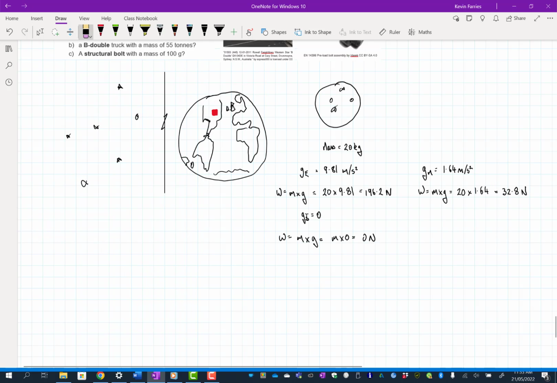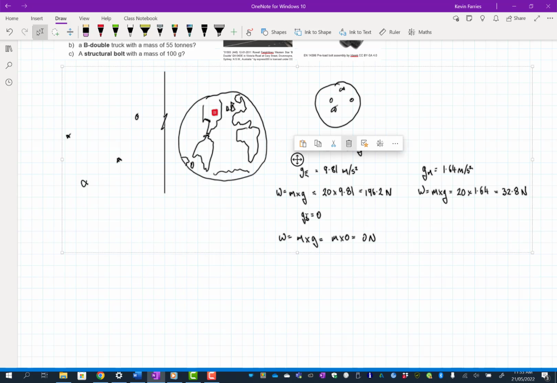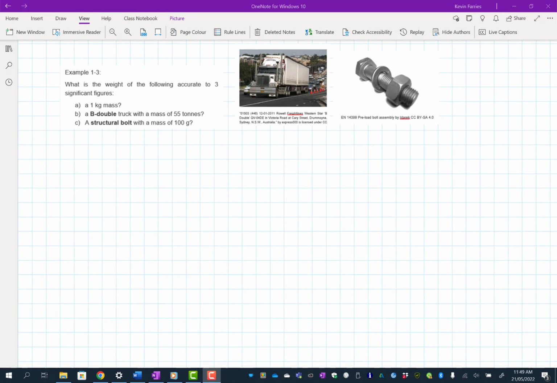So let's see a few more examples. Let me get rid of my scribblings. A few more examples of how to calculate weight. The examples we've been asked to look at, I'm going to calculate 3 different weights from masses. We've got a 1 kilogram mass, a B double truck, which is this big truck shown here, the one with 2 trailers, and also a structural bolt, something a bit like this. The bolt itself is just that bit. This is the nut, this is a washer.